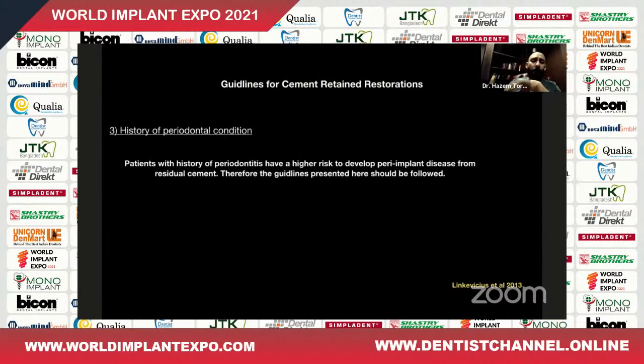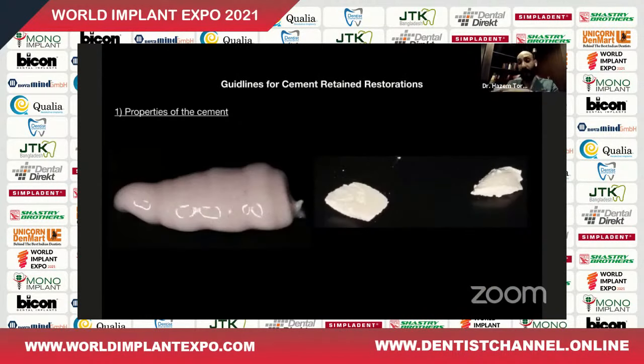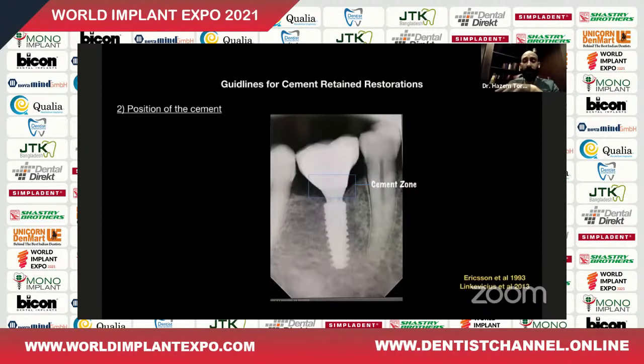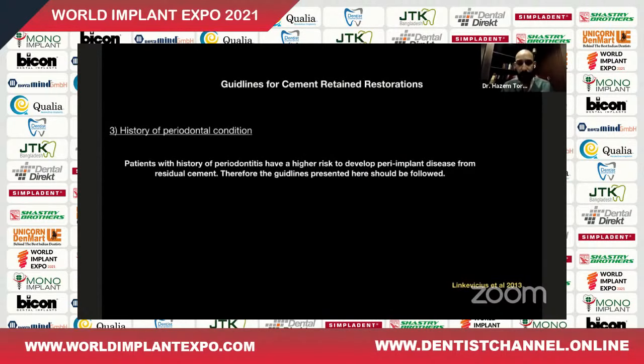Now, we need to understand that cements have different properties. We have different positions of the excess cement, and this is the most important point. Where is your excess cement? The cement zone, as I can call it, and linguistics has talked about this. Where is the position of the excess cement? Is it in close proximity to the implant shoulder? Is it 1 millimeter away, 2, 3, 4? This is important in order to prevent any complications from excess cement.